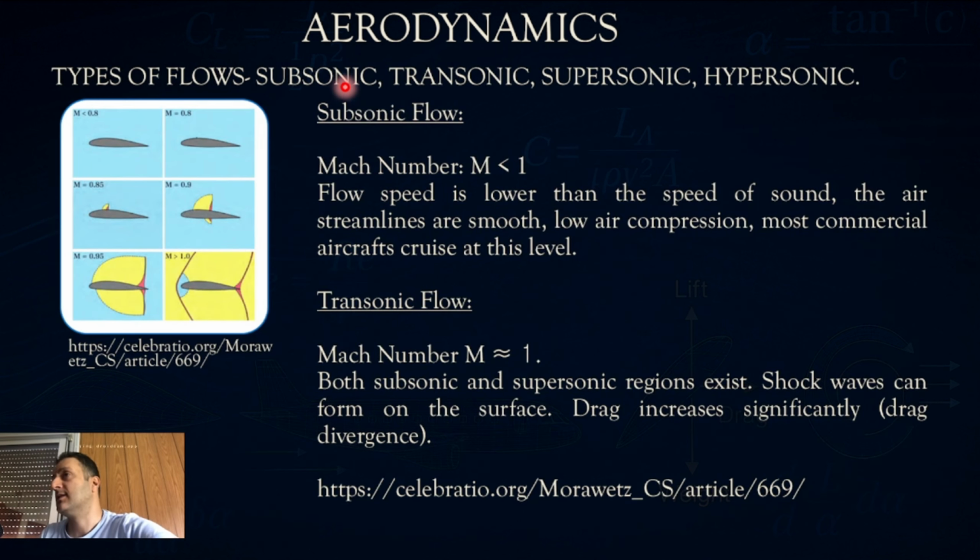Types of flows: subsonic, transonic, supersonic, and hypersonic. Let's start with subsonic flow. That is for Mach number M less than 1. In such a case, the flow speed is lower than the speed of sound. The air streamlines are smooth and curved around the wing surface.